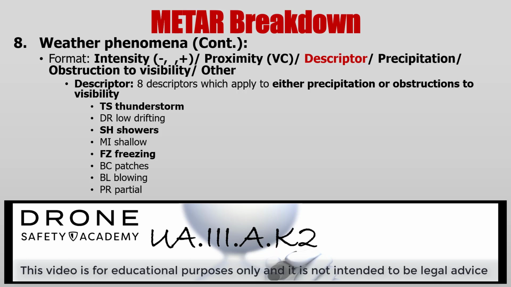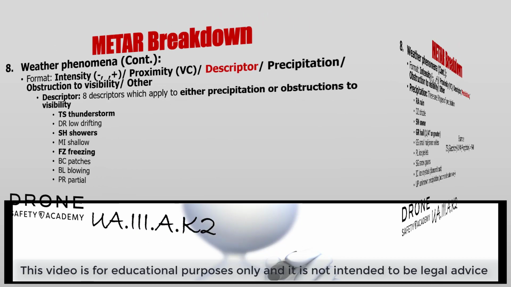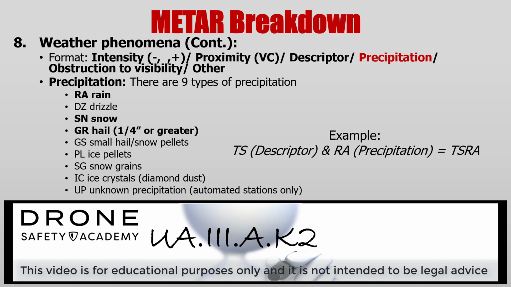There are 8 descriptors which apply to either precipitation or obstructions to visibility. Common ones here that you need to remember are TS for thunderstorm, SH for showers, FZ for freezing. There are 9 types of precipitation. Common ones here that you need to remember: RA for rain, SN for snow, and GR for hail, which is 1/4 inch or larger. And here's an example: TS, which is a descriptor, RA, which is a precipitation type. Together you have TS-RA. Thunderstorms with rain.